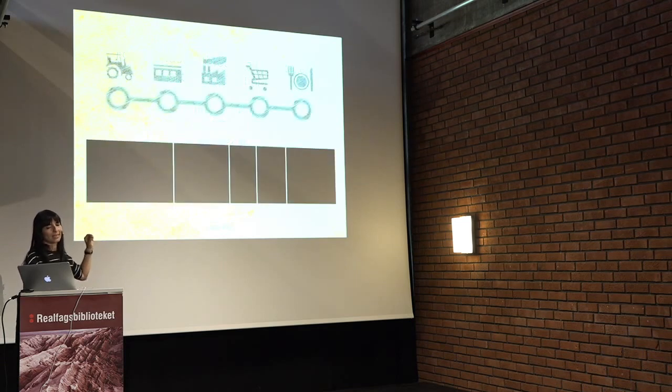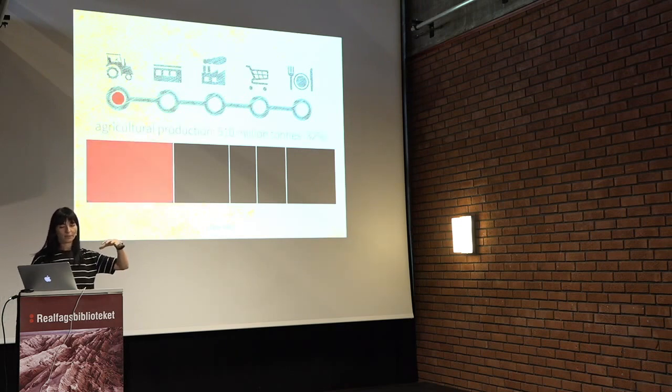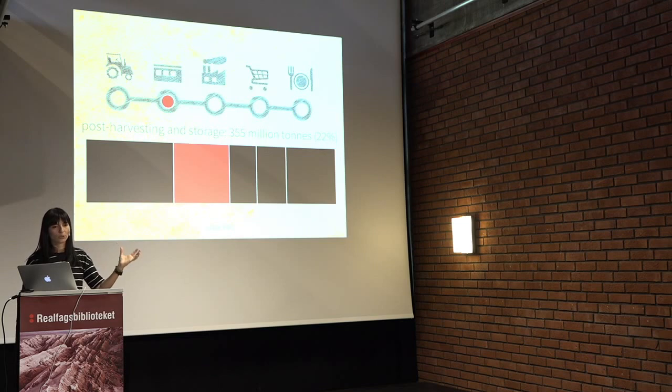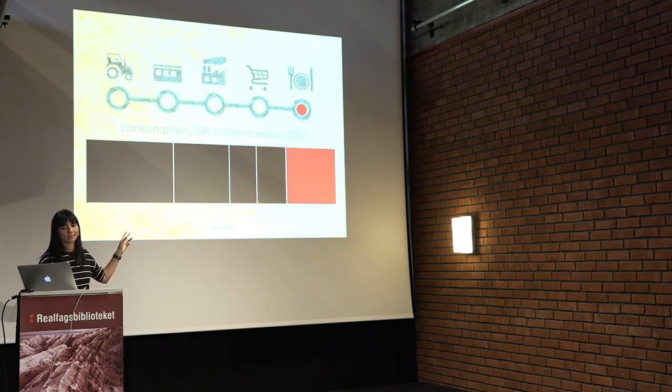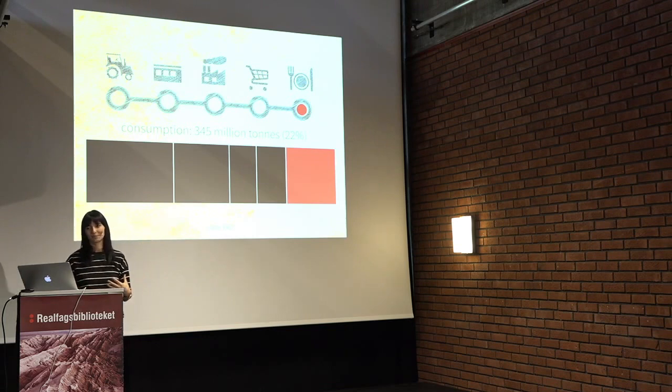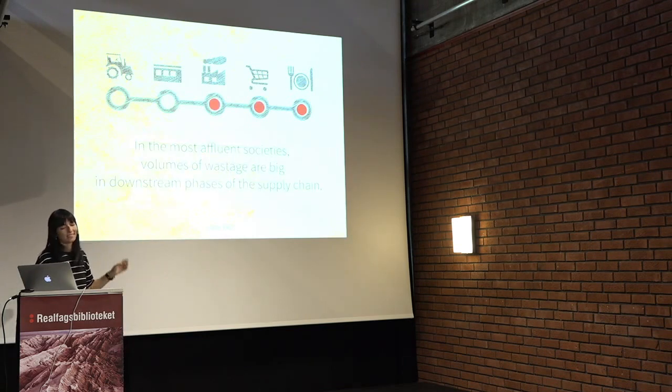Now, there is a specific pattern when you see how food waste happens along the supply chain, because you have that 32% happens in the agricultural production, 22%, 355 million tons in the post-harvesting and storage, 11% industrial processing, 13%, 200 million in the distribution and retail, and 22%, 345 million tons of food wasted every year there, and that's us. So there is an important story here.